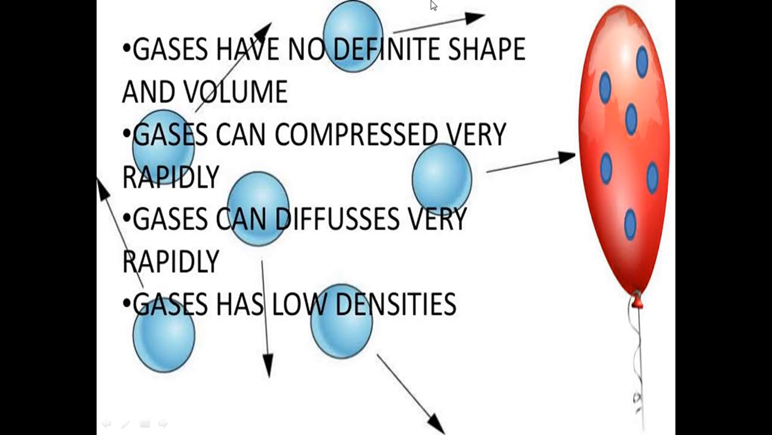As with this balloon, gases have no definite shape and no definite volume. Gases can be compressed very rapidly. What is meant by these words? If you press this balloon, its volume will decrease and its shape will change. Also, gases can diffuse very rapidly. If you open this balloon, they will spread everywhere easily. Of course, gases have low density because they are very light molecules.